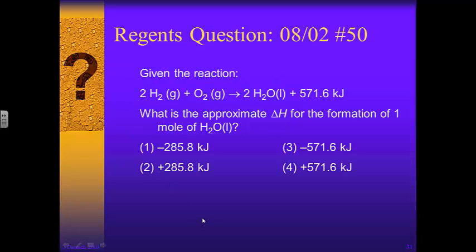Given the reaction, what is the approximate delta H for the formation of 1 mole of water? We had this as a do now question earlier in this unit. Notice that our reaction gives us 571.6 kilojoules for the formation of 2 moles of water. So the first thing that I want to do is cut this value in half because I'm only asking about 1 mole of water. So that narrows my choice of answers to choice 1 or choice 2. I also need to notice that the energy value is on the right side of the equation, which would be indicative of exothermic and therefore a negative delta H, which would be choice 1.